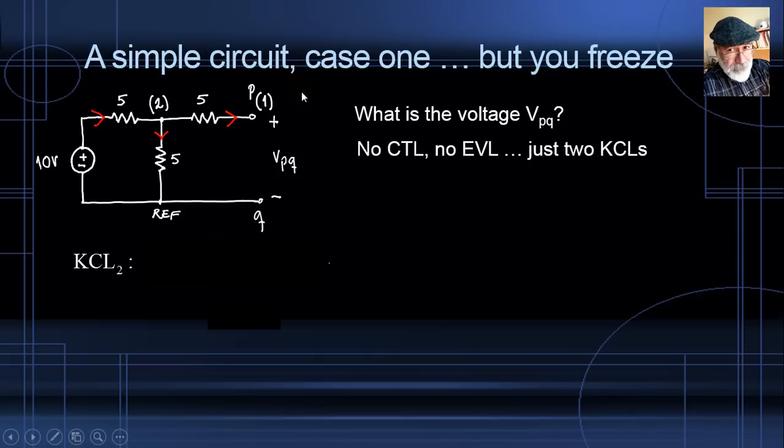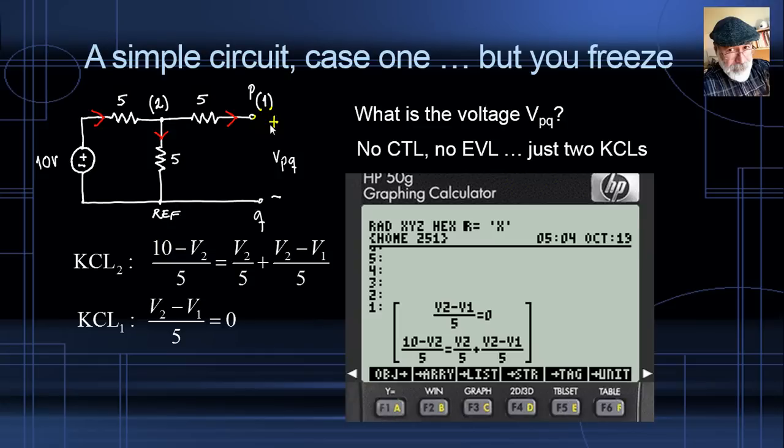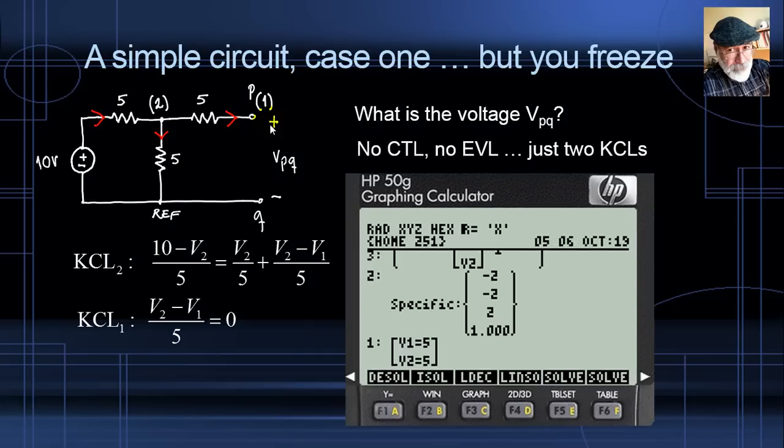Let's write them. KCL for node 2: for this one, current going in, (10 minus V2) over 5, two currents leaving, V2 over 5, and this one, (V2 minus V1) over 5. And KCL for node 1: only two currents, one going in, (V2 minus V1) over 5, and leaving, we have the current into an open circuit that we know is 0. 0 amps are leaving that node. Two equations, two unknowns. We enter them into the simulator. I gave you the link to download it for free, and we solve for V1 and V2, and we get V1 is 5, but V1 happens to be VPQ, 5 volts, which is exactly what we got before, but this time using MNA.